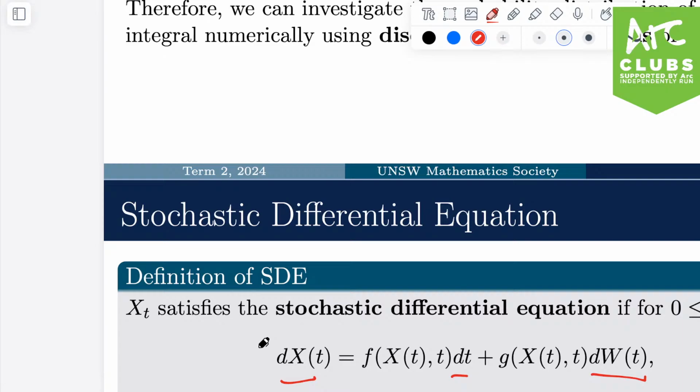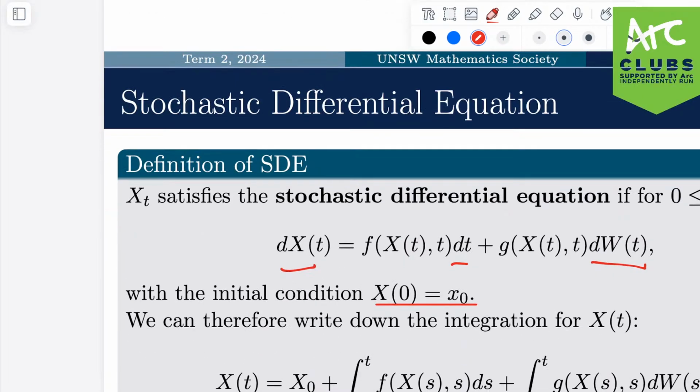If we apply integration on both sides of the equation and substitute in our initial condition, we can find the integral form of xt, which is just the initial value x0 plus the integral of f of xs with respect to ds from 0 to t, plus the integral of g of xs with respect to dWs from 0 to t. But again, dWs itself is a stochastic process, right? So a lot of the time you can't find an exact or explicit solution for xt. It's just very hard to compute this integral. But that's the definition of SDE.